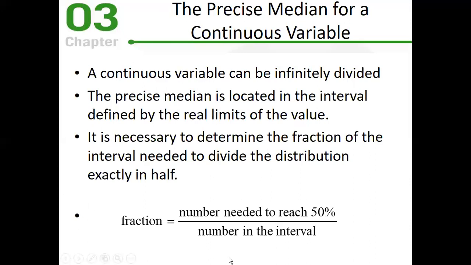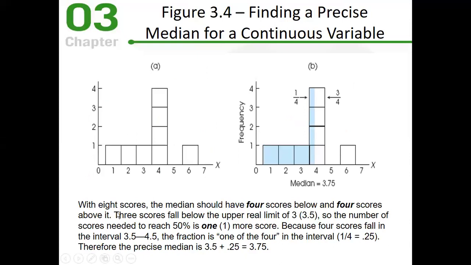Here's a formula for doing that, and here's just sort of a picture of this. With 8 scores, the median should have 4 scores below and 4 scores above it. 3 scores fall below the upper real limit of 3, okay, 3.5. So the number of scores needed to reach 50% is 1 more score. Because 4 scores fall in the interval of 3.5 to 4.5, a fraction needs to be taken here.